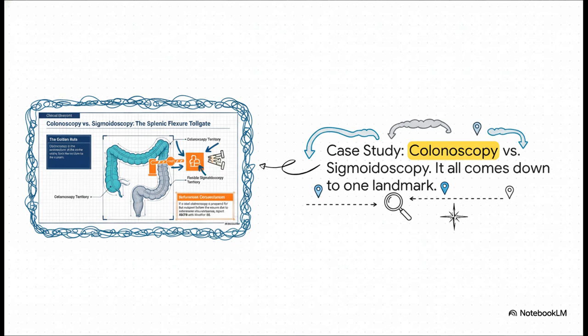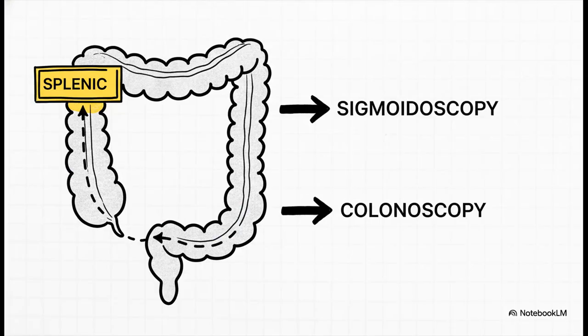Colonoscopy versus sigmoidoscopy. This one is all about our second key, extent and anatomy. The entire difference between these two procedures comes down to one single critical anatomical landmark. I like to call it the splenic flexure tollgate. The rule is just this simple.